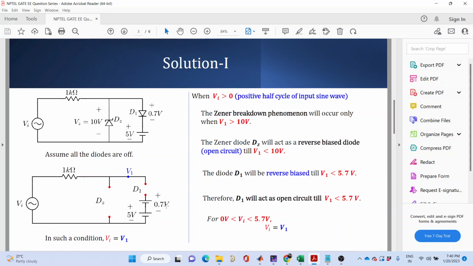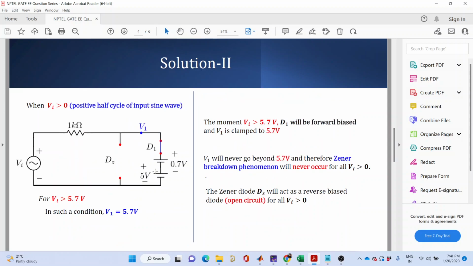Are you getting my point, Navkirti? Yes, sir. If VI is 10 volt, then the diode D1 would still be forward biased, and it will clamp the potential at this point to 5.7 volt. There is no way by which the potential across these two terminals can go up to 10 volt. This is what I have shown in this diagram. The moment D1 is conducting, V1 is clamped to 5.7 volt and the Zener diode DZ is acting as an open circuit. So the output voltage V0 would be 5.7 volt and it will remain at that point forever.